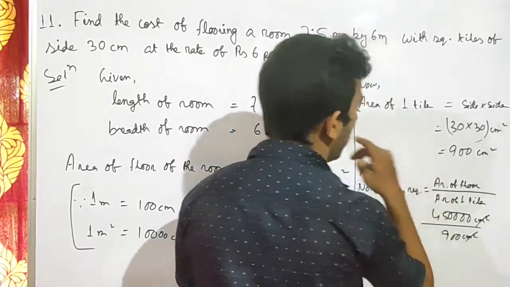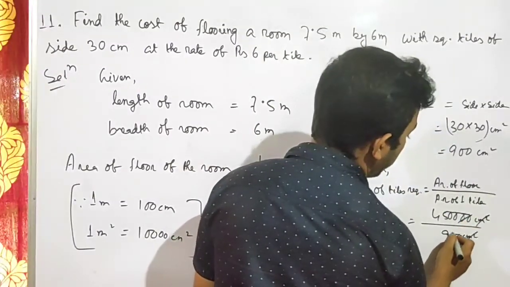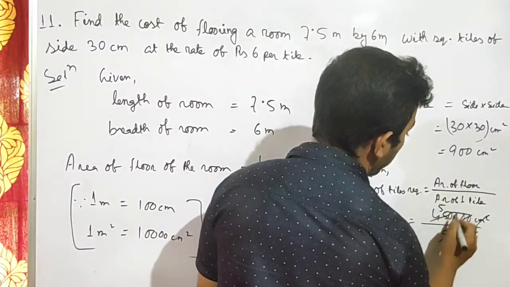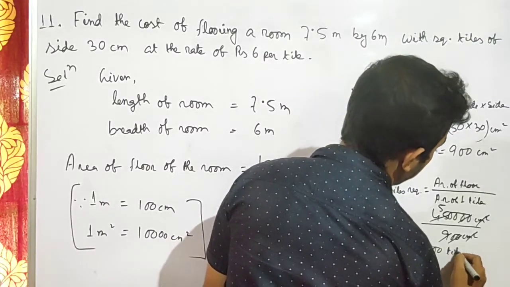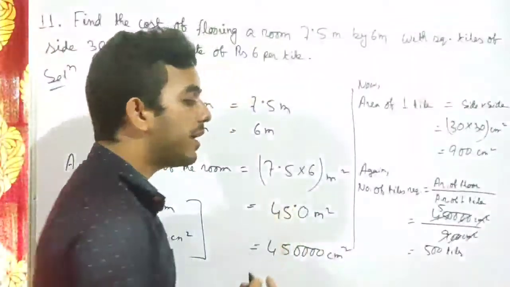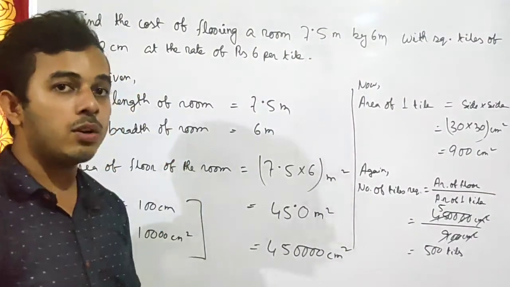Centimeter square cancel, isn't it? Then this 0 to 0 cancel. Then 9, 5 is 45. So left is how much? Left is 500 tiles required. So how many tiles we required? We required 500 tiles. Now we have to find the cost.